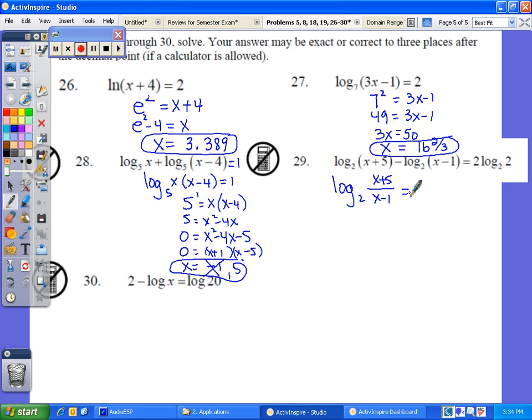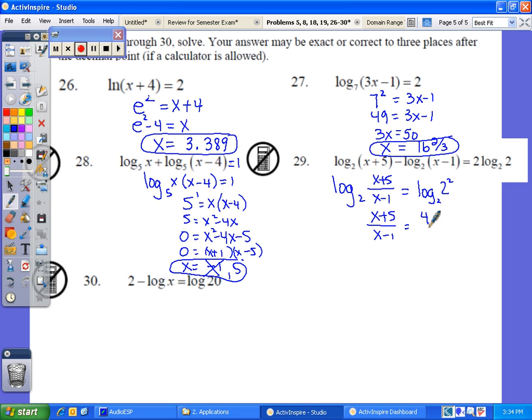I'm going to do one thing on the right side. I'm going to pull that coefficient of 2 up as a power of 2. So that would be log base 2 of 2 squared. Now we're getting to a point where I can say, if you have one log term on the left and one log term on the right, you can simply drop the log terms. So I will equate the two answers. Now I'm going to write this as a 4.